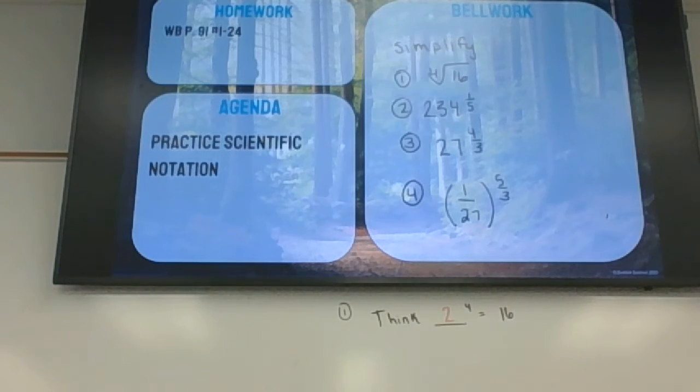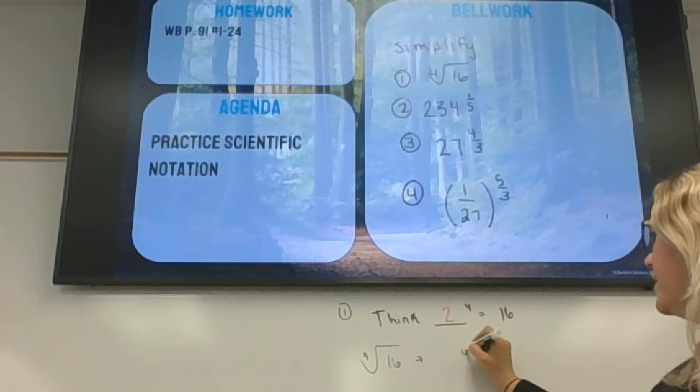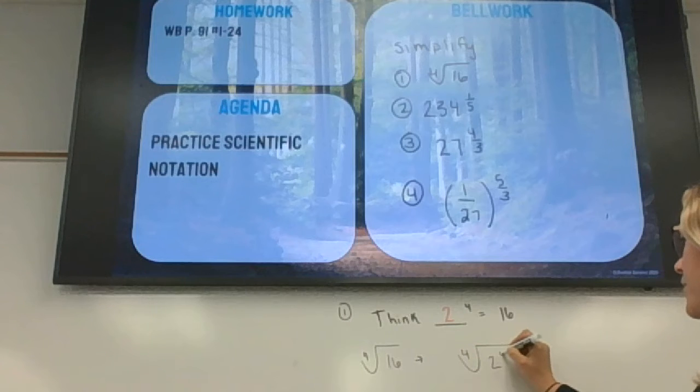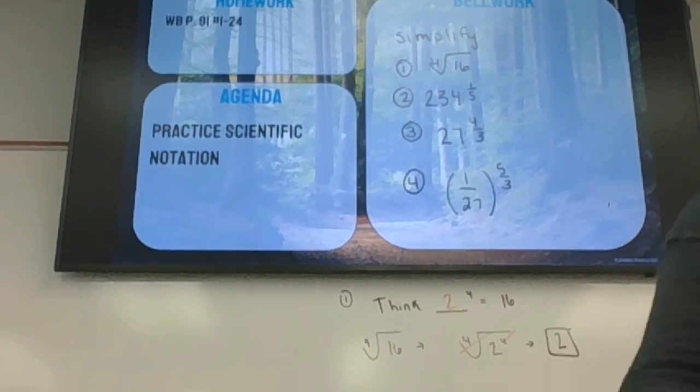So if I rewrite number 1, instead of the 4th root of 16, as the 4th root of 2 to the 4th, I know that a 4th root and a power of 4 cancel out. And the simplified version is 2. So the 4th root of 16 and 2 are equivalent. They're the same thing. It's like saying red and rojo. They're just written differently.